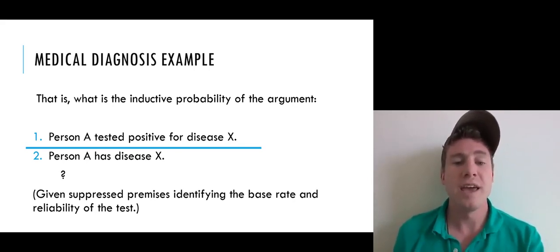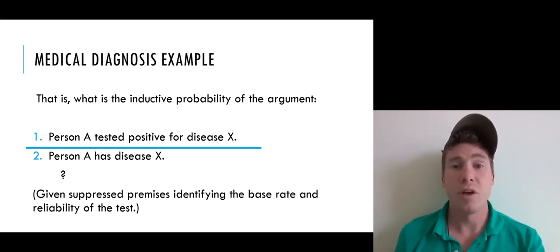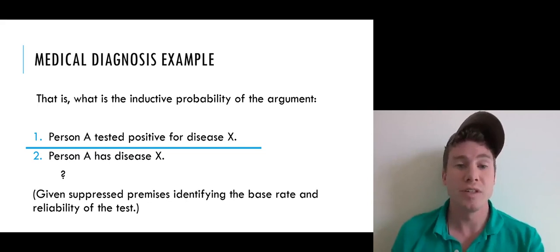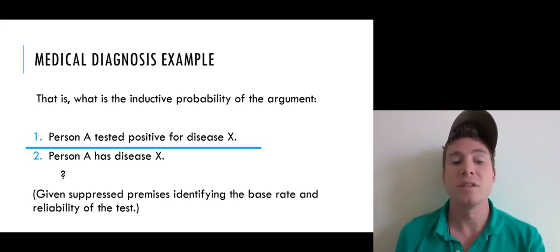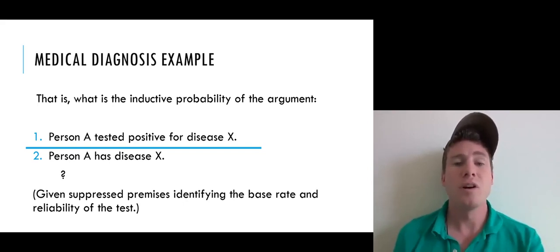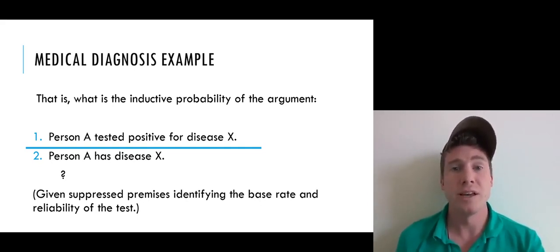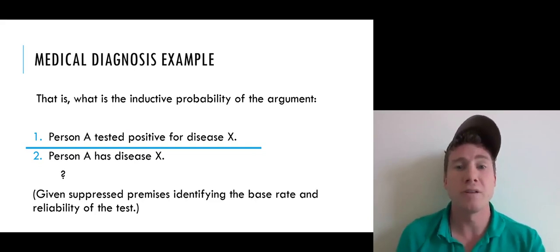Premise, person A has tested positive for disease X, therefore person A has disease X. Right? This is the sort of inference that we're often interested in the case of medical diagnosis, right? We observe a test result, a positive test. We want to infer to the person having the disease, right? So we want to know what's the inductive probability of this argument, and we can allow ourselves to suppress premises, statements identifying the base rate and the reliability of the test. So we assume that as part of our stock of background knowledge.